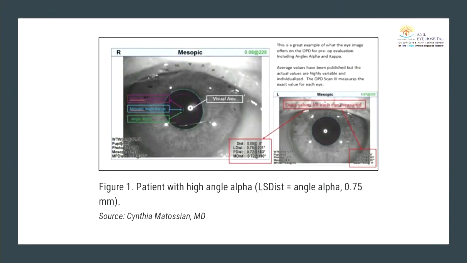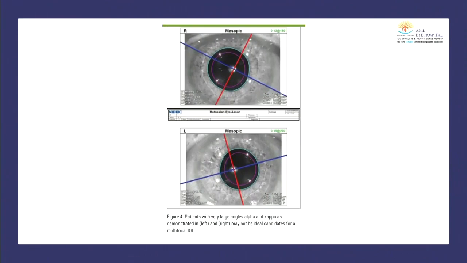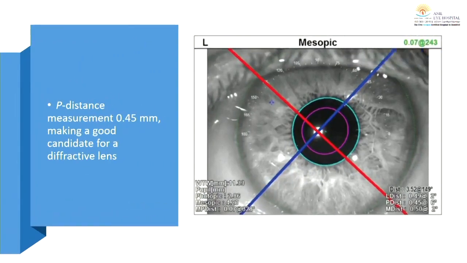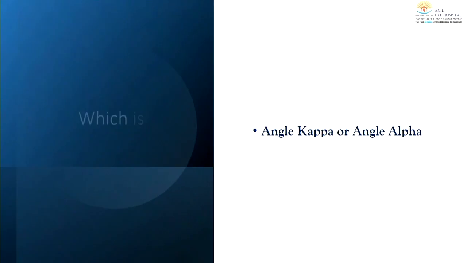Now, for example, for this patient, you can have this OPD-Scan from NIDEK. It actually measures exactly the angle alpha. Here, this patient had a very high angle alpha and kappa, so these are not ideal candidates for multifocal IOL. The P distance that you can see is just 0.45 millimeters. It makes a good candidate for a multifocal IOL.